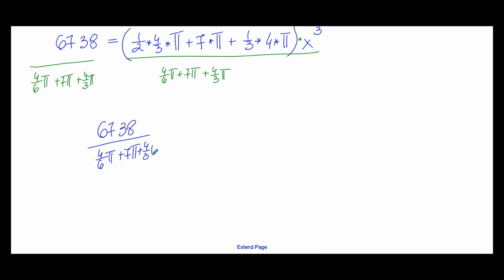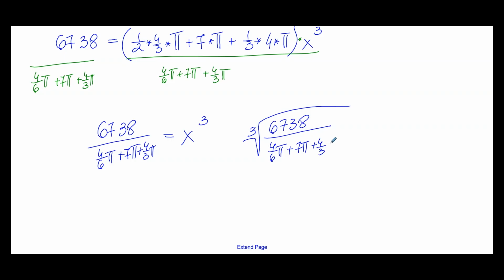And then on the other side of the equation, we are left with only x to the power of 3. How do I eliminate the power of 3? We take what? That power tells me what root to take, in this case the third root, or what we know as the cubic root, isn't it? So that is the value of x.